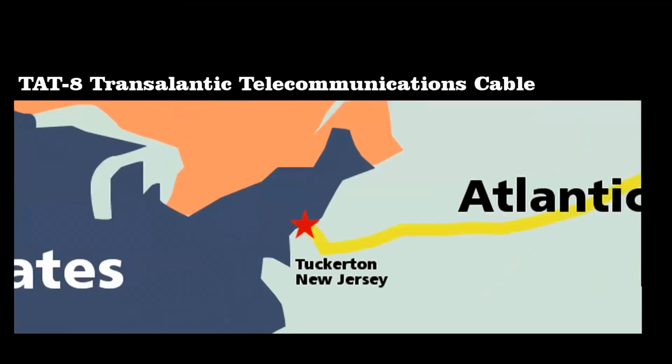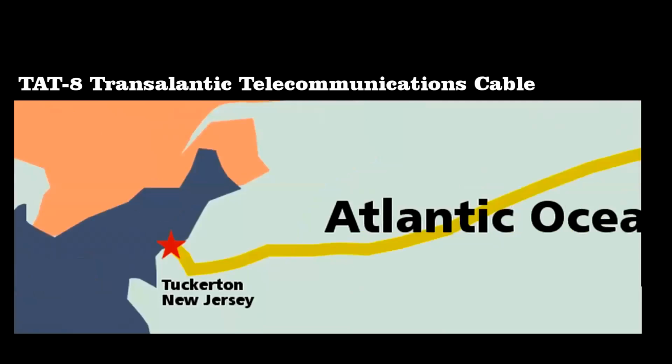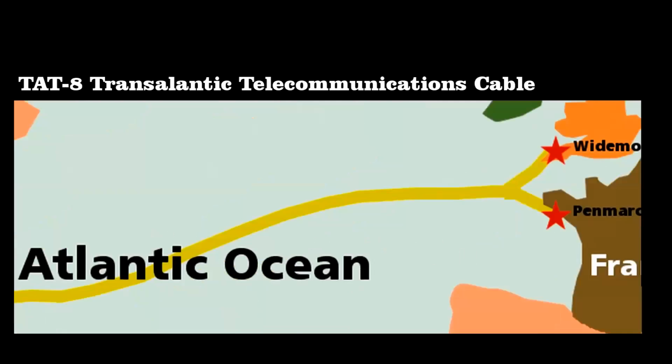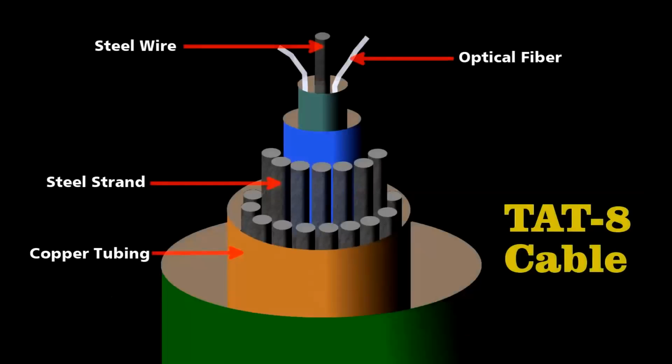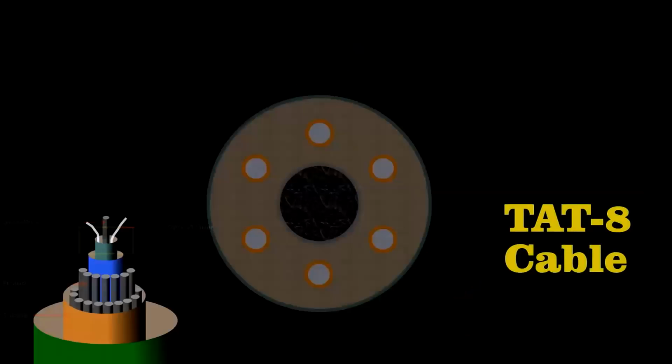Called TAT8, it extended from Tuckerton, New Jersey, following the ocean floor over 3,500 miles until branching out to Whitmuth, England, and Ponmarsh, France. Engineers designed the cable carefully to survive on the ocean floor.